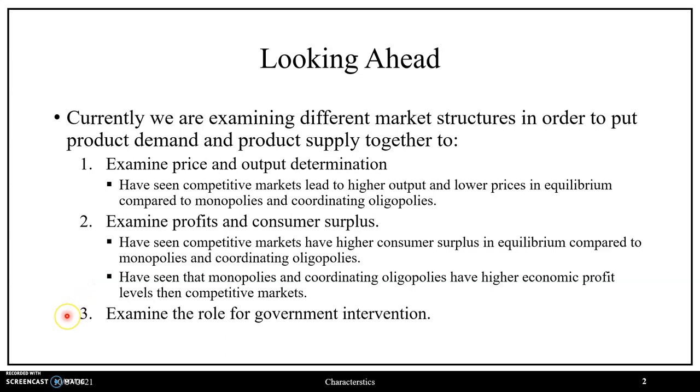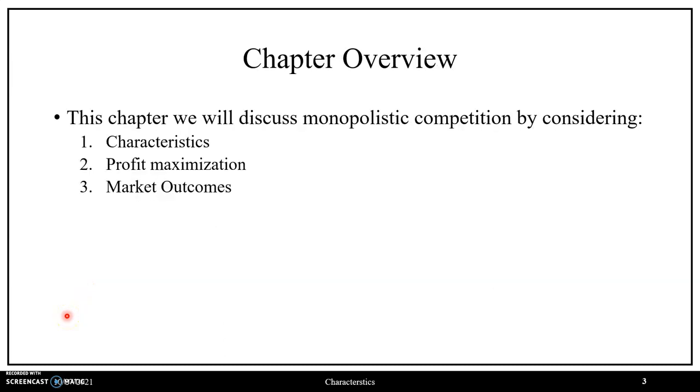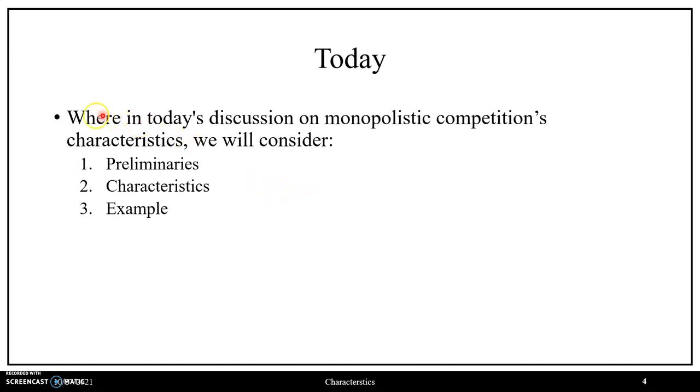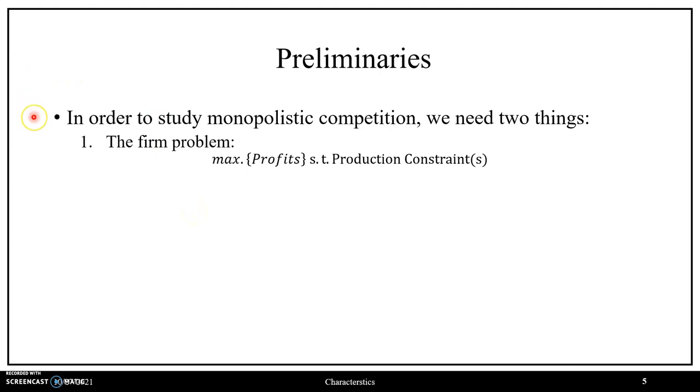And 3. Examine the role for government intervention, where in regards to this chapter, we seek to introduce the monopolistically competitive market structure by considering its characteristics in order to go over the profit maximization process for a firm in this space in order to go over market outcomes. Where in regards to today's discussion, we seek to go over characteristics by introducing some preliminaries in order to define the market structure and go over its characteristics and conclude with some examples.